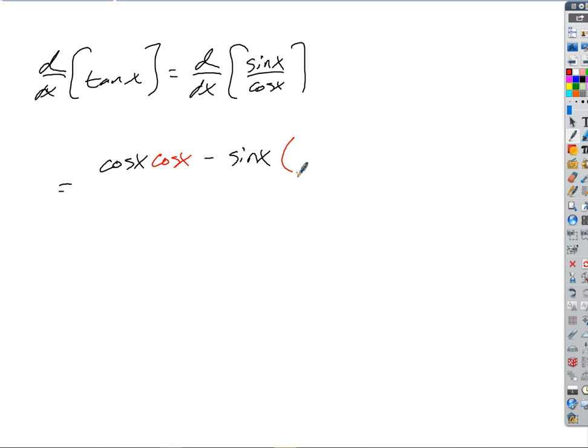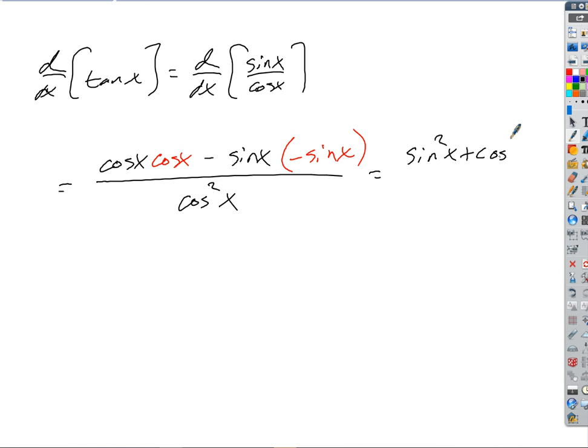The derivative of cosine is minus sine x, all divided by cosine squared x. And if I simplify the top, what does that become? Cosine squared x, then minus times minus is plus sine squared x. So sine squared x plus cosine squared x over cosine squared x.